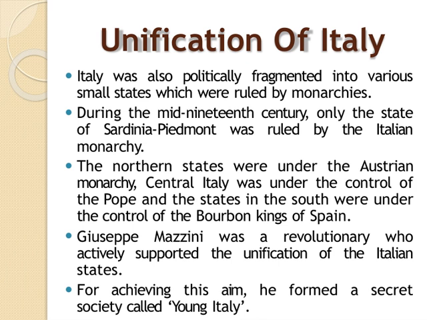Giuseppe Mazzini was a revolutionary who actively supported the unification of the Italian states. He believed in a united Italy and worked passionately toward this goal. To achieve this, he formed a secret society called Young Italy, which aimed to inspire Italians to rise up and unite. Mazzini's efforts and ideas played a crucial role in stirring national pride and laying the groundwork for Italy's eventual unification. This period marked a significant step in moving towards the broader theme of Italy becoming one nation.